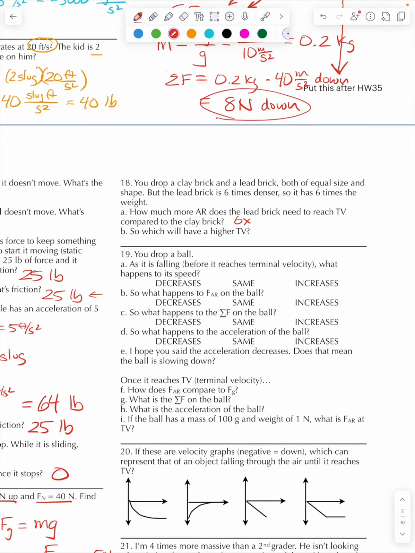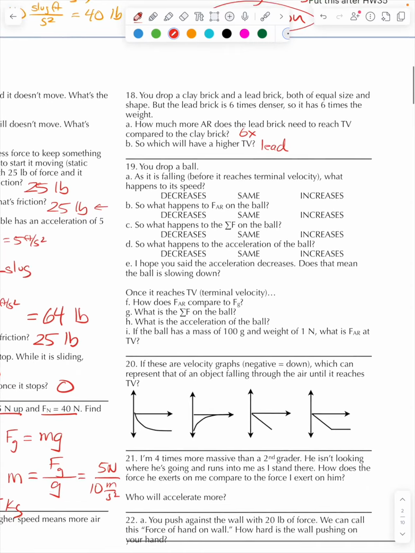So assuming that the lead brick is the same size, but therefore 6 times the weight, it'll have to have 6 times more air resistance. So which will have a higher terminal velocity? Oh yeah, the lead brick, because it will need to go really fast to build up 6 times more air resistance than the clay brick has.